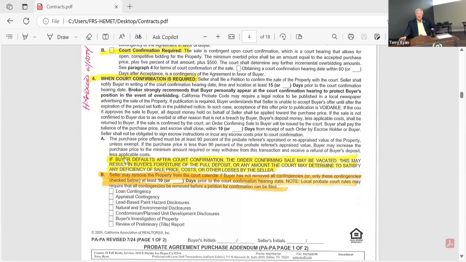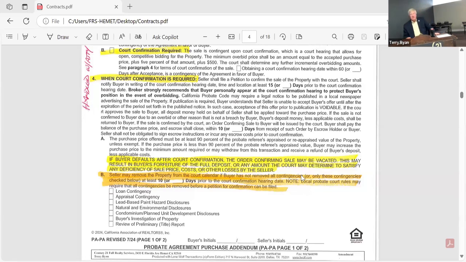One thing here to remember, and this is in bold letters, not just highlighted by Terry: it says if buyer defaults after court confirmation. Okay, so we go to court, the court confirms our sale. Yay, now we're happy. Now you vacate that as a buyer, you default, you say, no, I can't do that. I've checked into things, now things are different, I can't do it. And it says this may result in buyer's forfeiture of the full deposit or any amount the court may determine to satisfy any deficiency in sales price, costs or other losses by the seller.